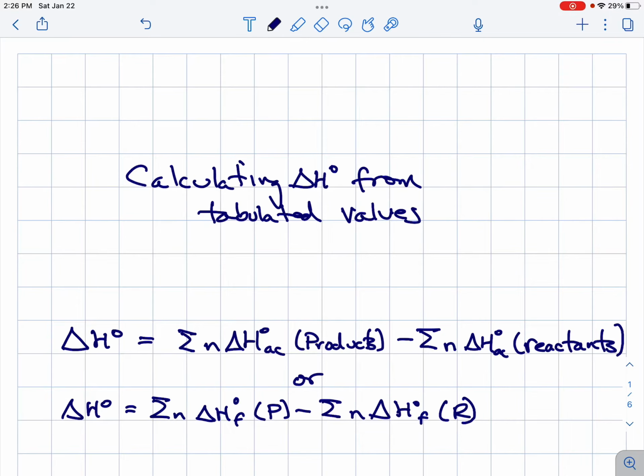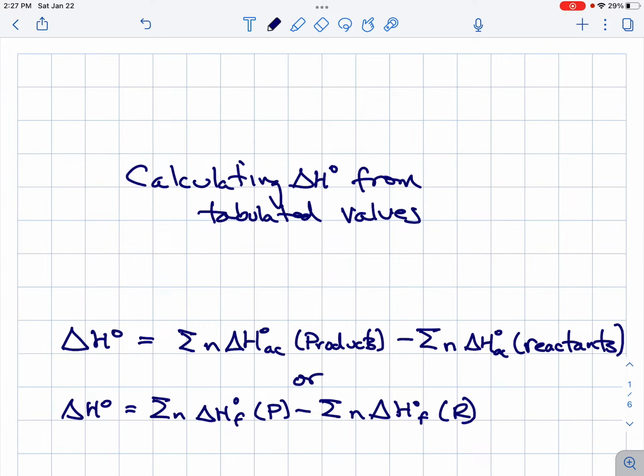Hi everyone, this video is going to be a review of the topic of calculating DeltaH from tabulated values. When we say tabulated values, we usually are referring to possibly either the DeltaHac or the DeltaHf. So if you see those symbols, or you're referred to a table, it's probably a cue to use those values to do this calculation.